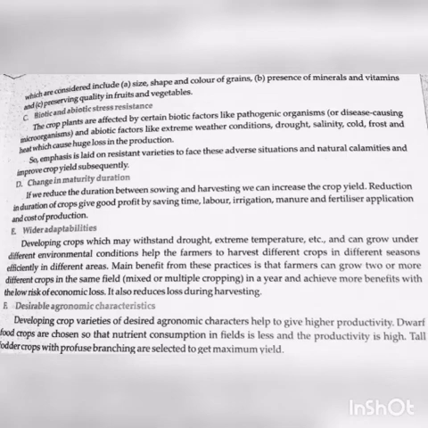Next, desirable agronomic characteristics. Agronomic means relating to agriculture. Developing crop varieties of desired agronomic characters helps to give higher productivity. Dwarf food crops are chosen so that nutrient consumption in fields is less and the productivity is high. Tall fodder crops with profuse branching are selected to get maximum yield.